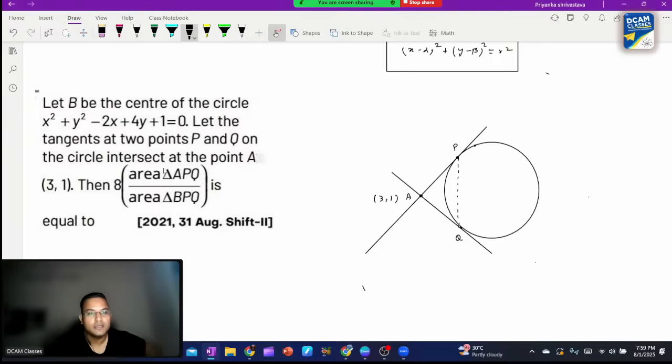What is B? B is the center. Now they have given the area of this APQ by the area of BPQ. So there will be two congruent triangles, right? No. Why, sir? You tell me why they will be congruent. So this is a common side, radius. No, they won't be congruent.